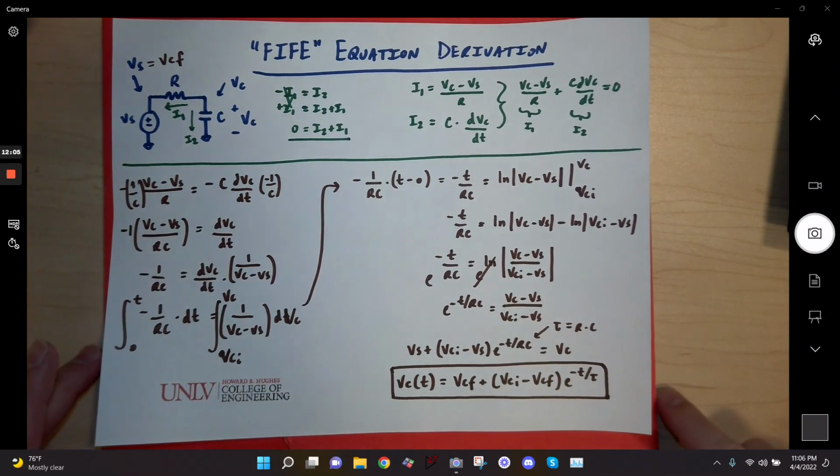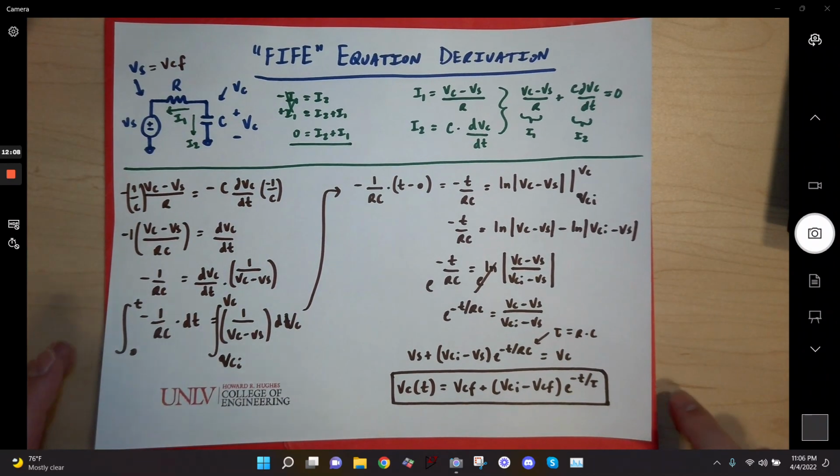So yeah, I just wanted to give this to you all so that you had something to go off of, so you know where this equation comes from and you can see how it's derived. If anybody has any questions, please feel free to ask.